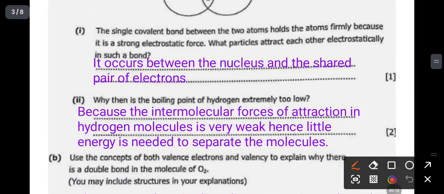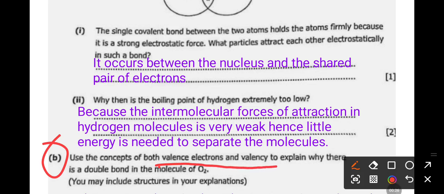This is a 3 marks question, so this requires a bit of tedious work. To better understand how we will present our answer, we should have an in-depth understanding of these words that I have underlined: valency electrons and valency. Remember, the definition of valency electrons is very simple. Valency electrons are basically the electrons in the outermost energy level.